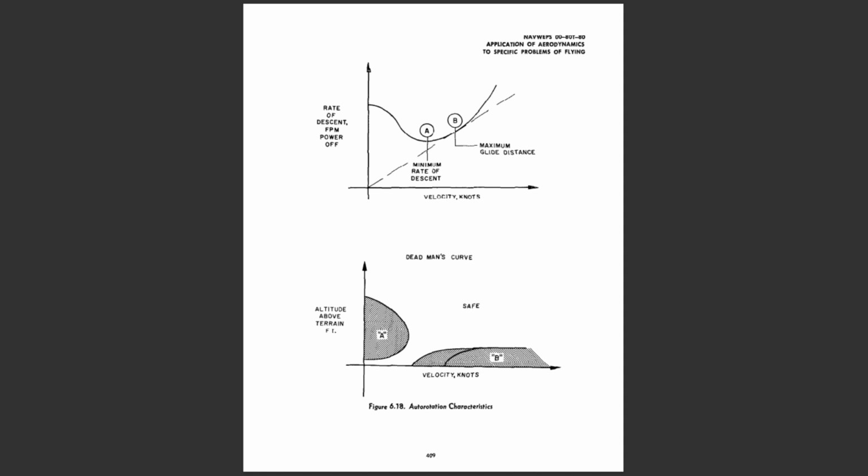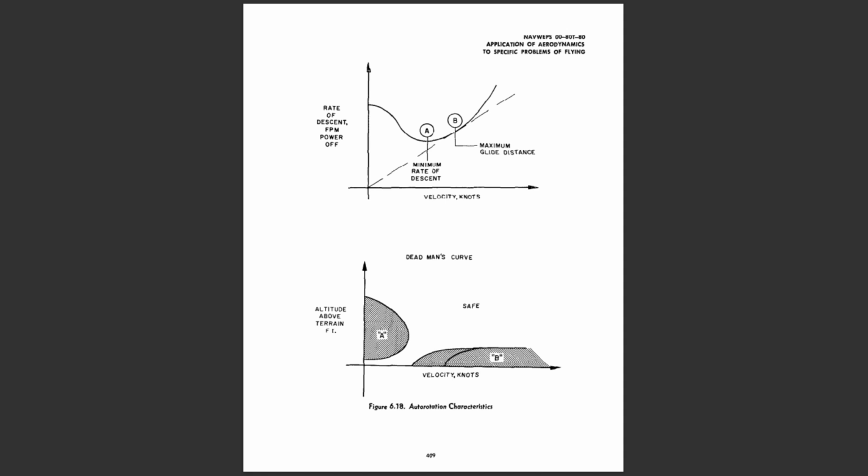Maximum glide distance during autorotation descent would be obtained at the flight condition which produces the greatest proportion between airspeed and rate of descent. Thus, a straight line from the origin tangent to the curve will define the point for maximum autorotative glide distance. This corresponds to point B of Figure 6.18. If the helicopter is being glided at the speed for maximum glide distance, a decrease in airspeed would reduce the rate of descent, but the glide distance would decrease.